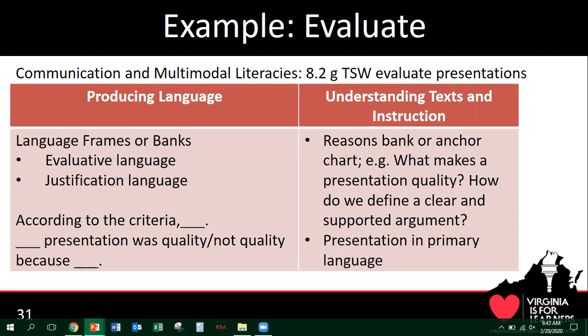So supporting, thinking about, again, what do my students need to be able to do this successfully? How do I model how that is done? How do I apprentice them into sounding like a professional evaluator of presentations?